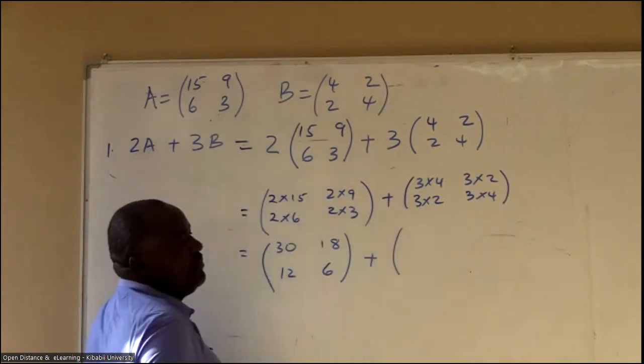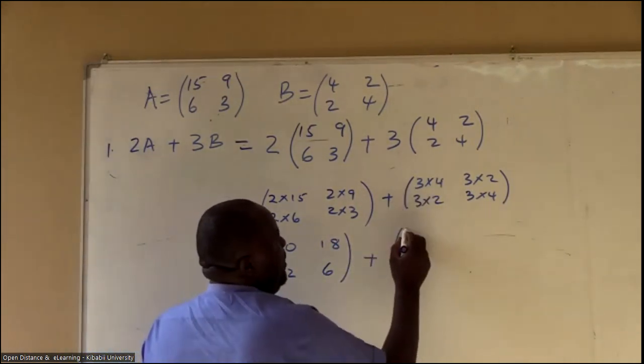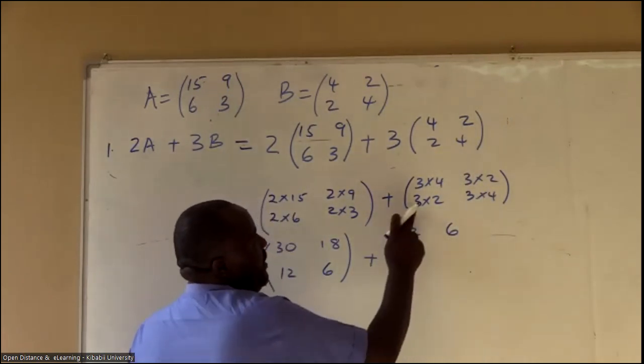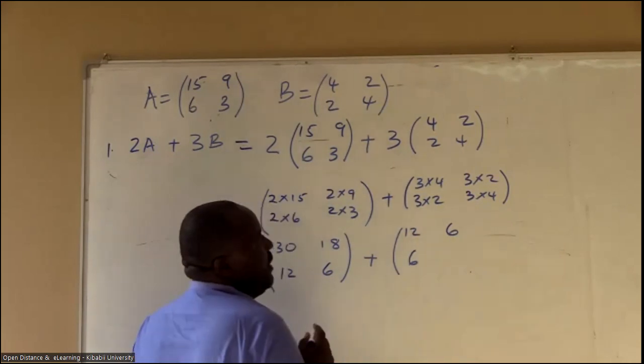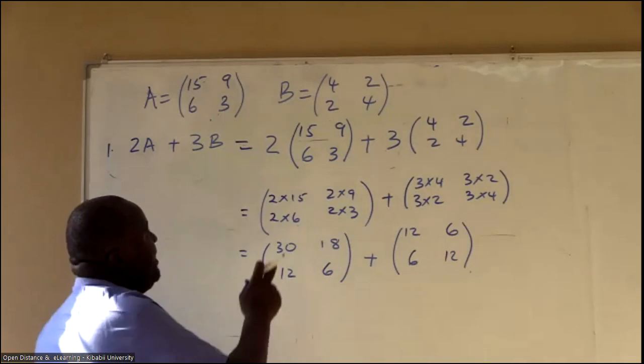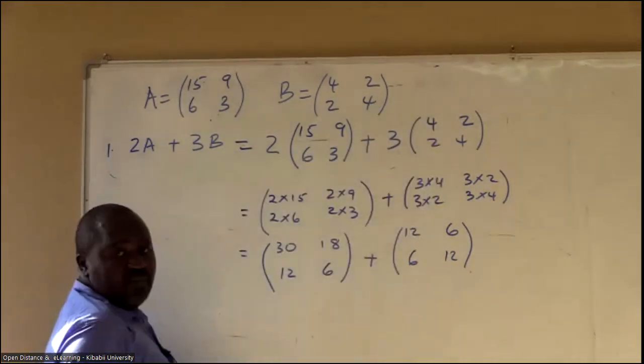Plus 3 by 4 is 12. 3 by 2 is 6. 3 by 2 is 6. 3 by 4 is 12. So these are the scalar multiples.